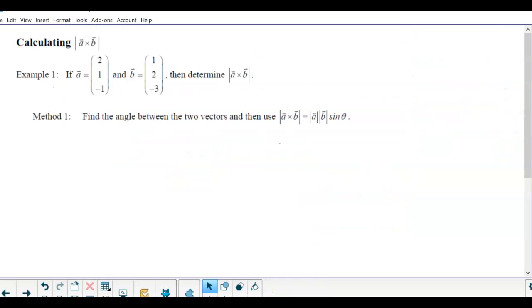The first one, so there's a vector A and vector B. It says determine the magnitude of A cross B. Two methods. First one, find the angle between the two vectors, and then use this definition. Helen? Yep.